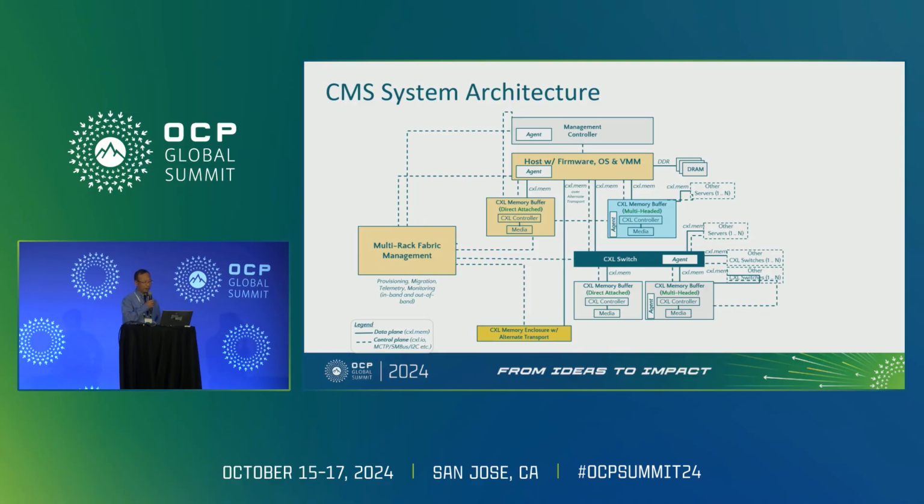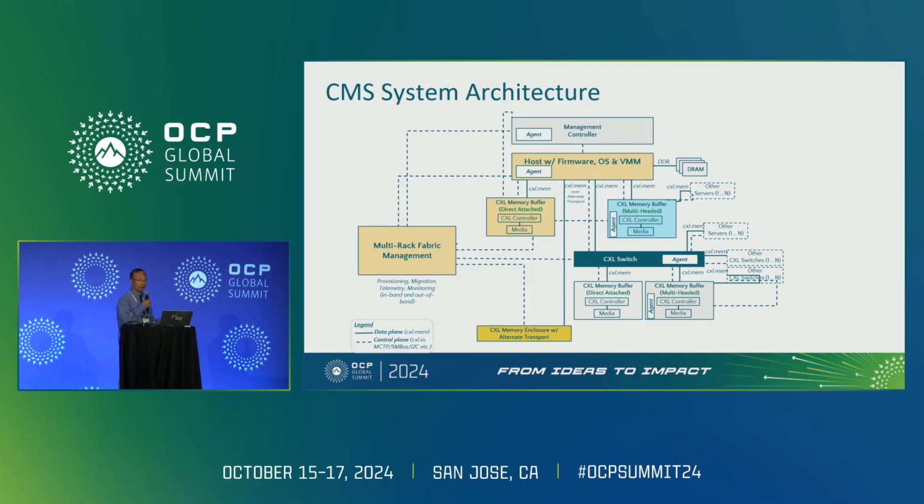CMS stands for Composable Memory System. This is a subgroup inside OCP that in the past years has done a lot of great work to put together a memory system targeted for AI applications. This is a brief diagram of the CMS system.